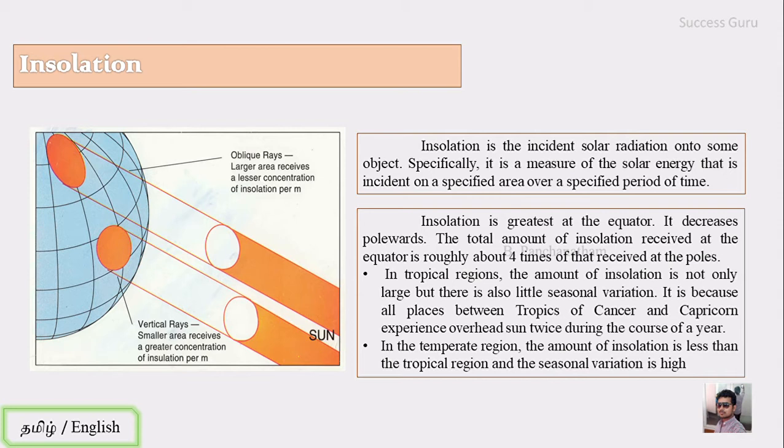In the tropical region, the amount of insolation is not only larger, but there is also little seasonal variation. It is because all places between the Tropic of Cancer and the Tropic of Capricorn experience the overhead sun twice during the course of the year. In the polar region, you can see the temperature variation is very high, as the insolation is less and the seasonal variation is very high. So this is the general introduction to insolation.